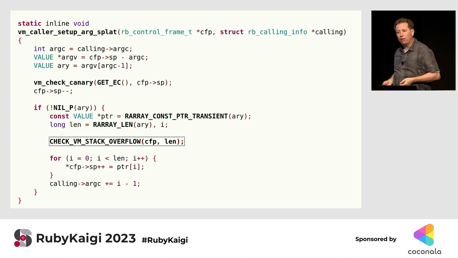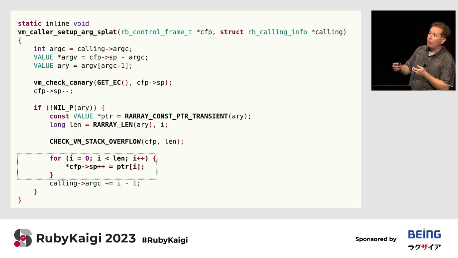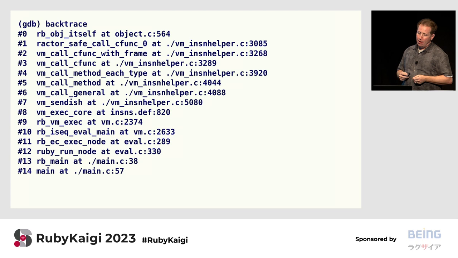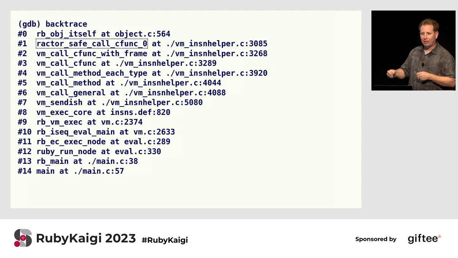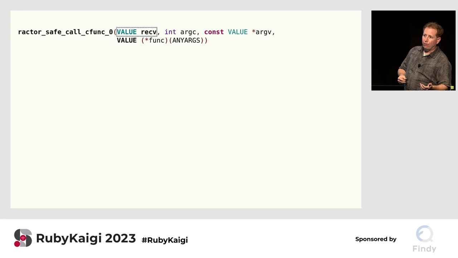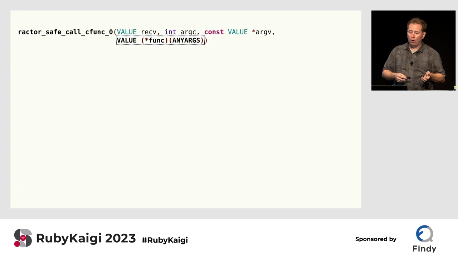Now, unfortunately, there is no way to avoid this issue as long as you take the approach of copying all arguments to the VM stack. The only way to avoid this issue would be to not pass the arguments via the stack. If we go back to the initial backtrace, when calling itself without any arguments, we see that the function calling rb_obj_itself is named rb_ractor_safe_call_cfunc_0. And the prototype for that function looks like this. It takes the receiver of the Ruby method, the number of arguments that the Ruby method was called with, a pointer to the first argument for the method, and a function pointer for the C function that implements the Ruby method.